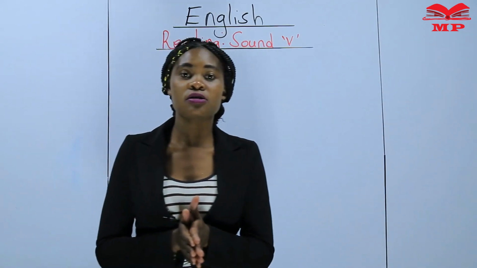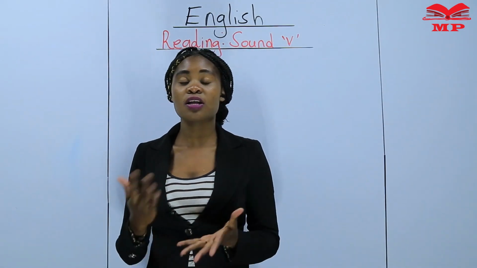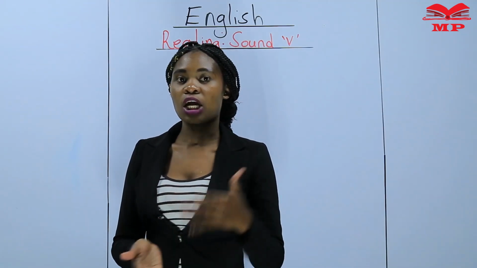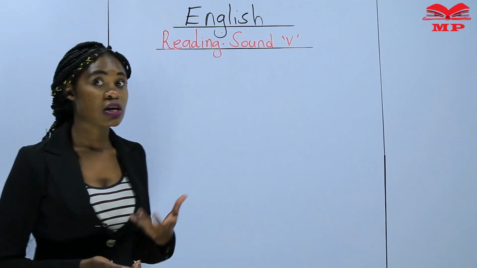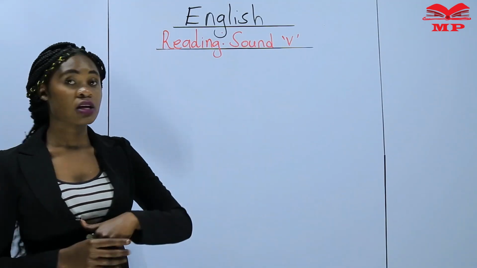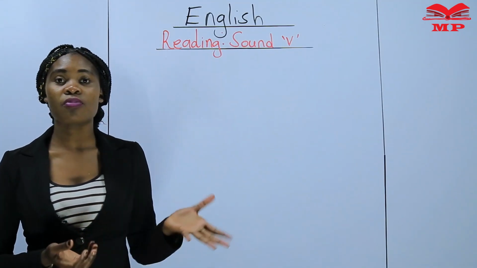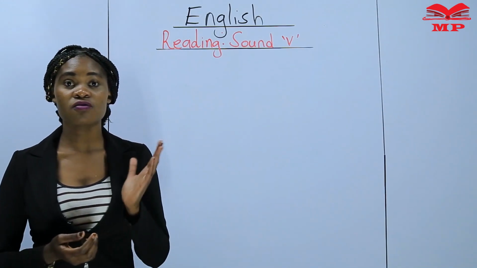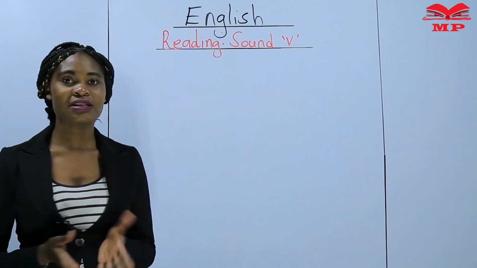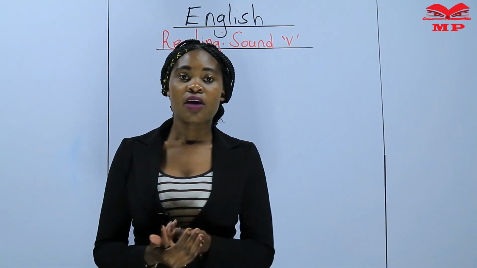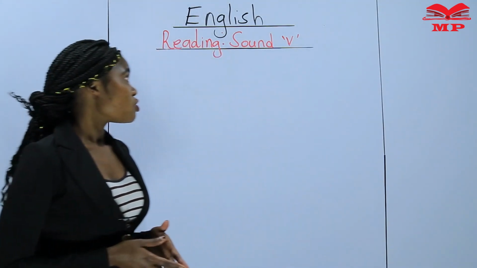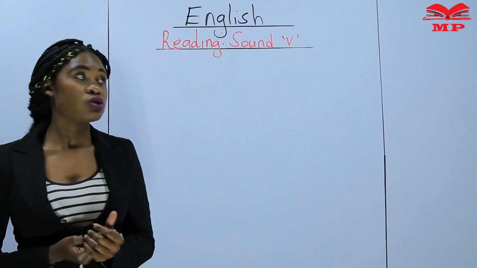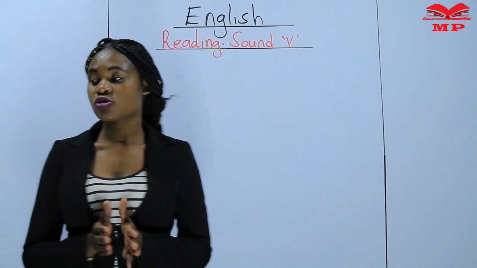So welcome to the lesson. Concentrate and make sure that you are learning something out of what you are going to learn today. During our previous lesson, we introduced ourselves to sound V, and we came across examples of words that have sound V. Then after the lesson, I gave you some work. You are supposed to practice reading the words, and after that, you also go through your work. So we are going to go through the work I gave you first before we continue with our lesson today.